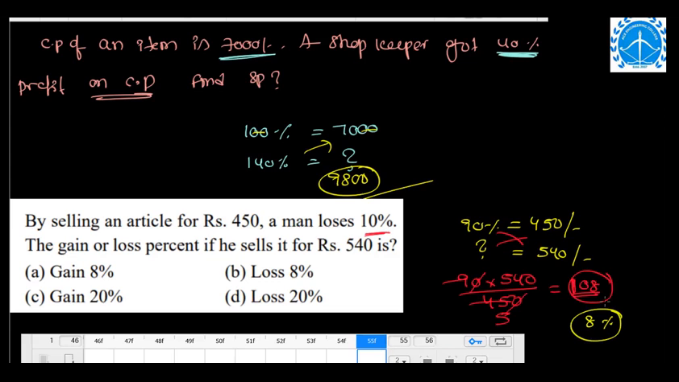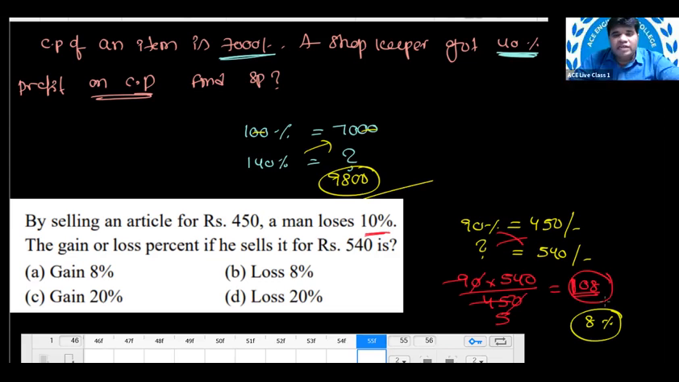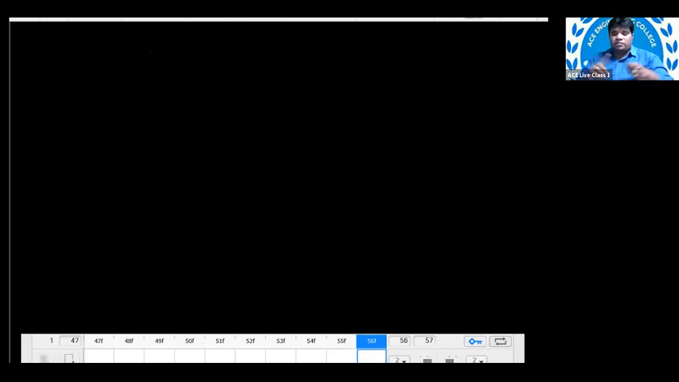8%. In case we are getting more than 100, it is a profit. If we are getting less than 100, it is a loss. So profit 8% is the gain. Completed. Suppose we don't know this point and apply the formulas, it is a waste of time. This is the type 2 concept.